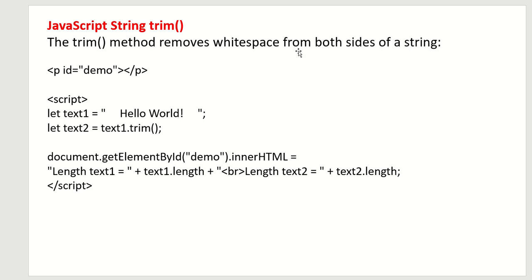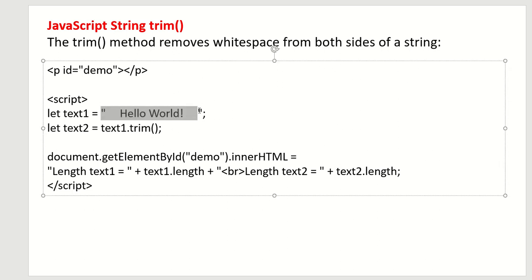Trim function removes the white spaces from both sides of a string. See here, you can all see this is the original text1 with some spaces on the left side, some spaces on the right side. Trim will remove both the spaces. So if you print text1 dot length, it will be 22 with spaces, and text2 will be without spaces, it will be 12.